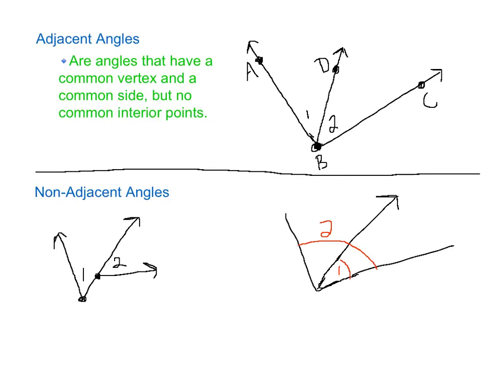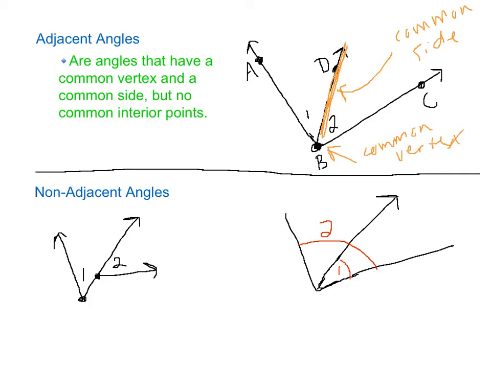Alright, so first we're going to look at adjacent angles. Adjacent angles are angles that have a common vertex and a common side but no common interior points. So if you look at this drawing over here to the right, angle 1 and angle 2 have that side that touches. So this is the common side. They both intersect at that point B, so that's our common vertex.